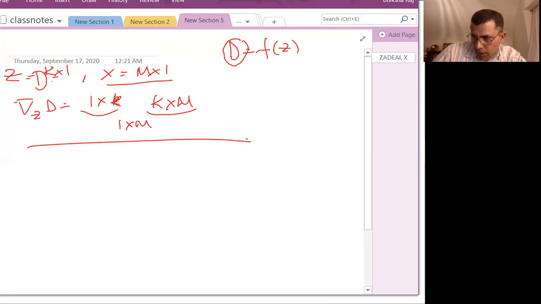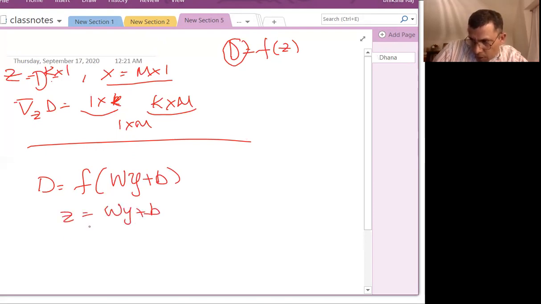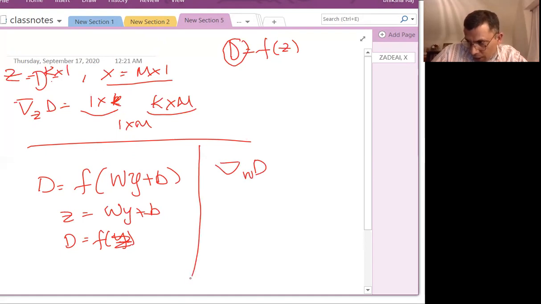So I have d equals f of wy plus b. I'm saying z equals wy plus b. So d equals f of z. So the derivative of d with respect to w using our chain rule is going to be the derivative of d with respect to z times the derivative of z with respect to w.